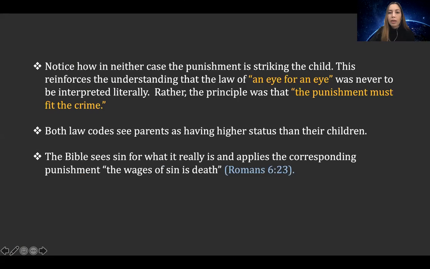Now, here's the thing, guys. Notice that in neither case is the punishment striking the child, right? This reinforces the understanding that the law of an eye for an eye and a tooth for a tooth was never meant to be interpreted literally. Rather, it's a principle. Second of all, both law codes see parents as having higher status than their children, right? However, the Bible sees sin for what it really is and applies the corresponding punishment.